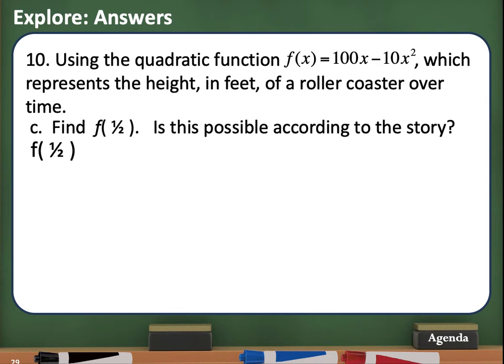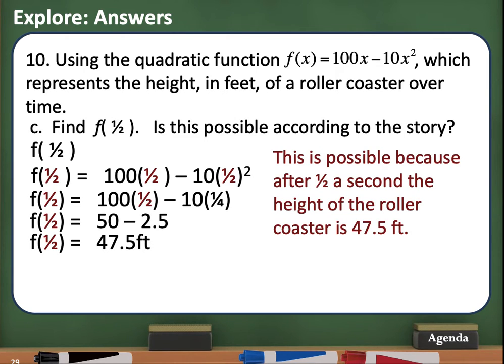Is it possible to have 1/2 seconds? And this is the answer that is definitely yes. So at half a second, it's up to 47.5 feet. You can't have fractional time. And our height is good, right? So of the three of them, this is the one that's probably technically 100% possible. You can have a fraction of a time and a fraction of a feet.